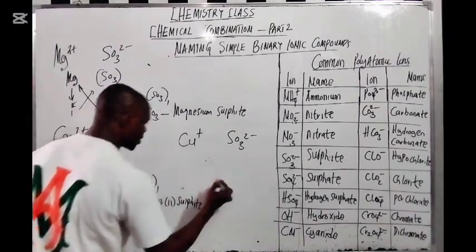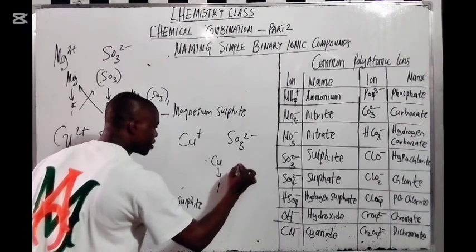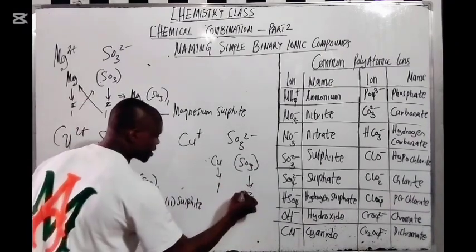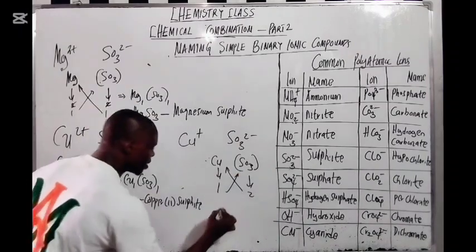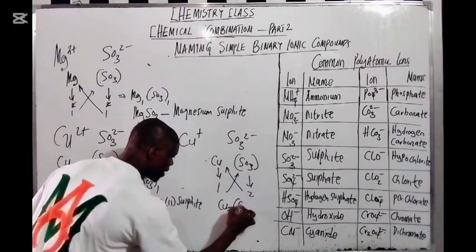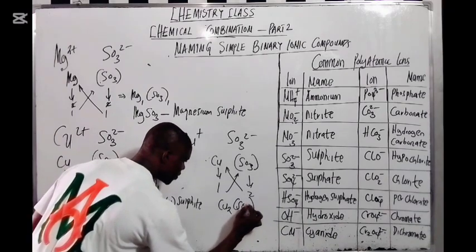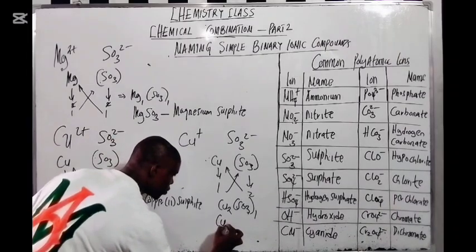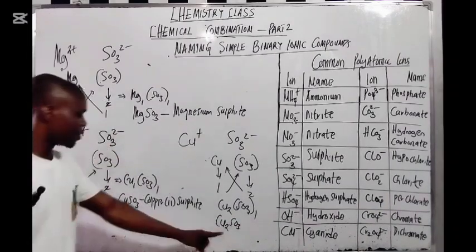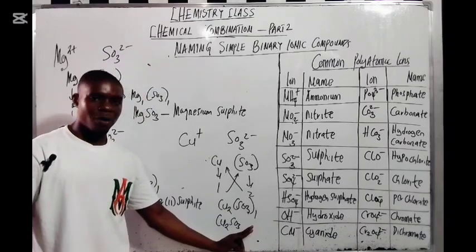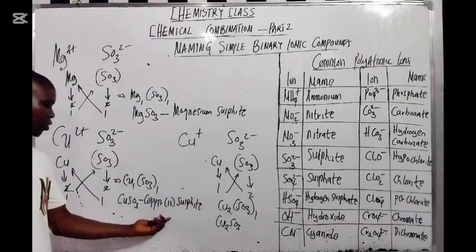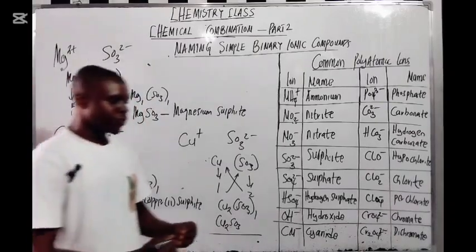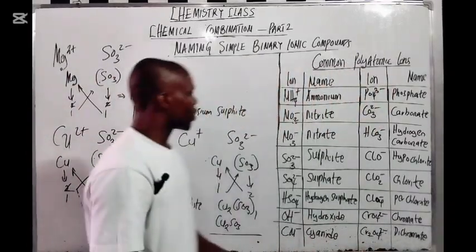But this one here, what are you going to get? So you have Cu, which is 1, and SO3, which is 2. This guy moves here, this guy moves here, so you have Cu2SO3, and the 1 is dropped. So you have Cu2SO3. What is the name? The name is going to be copper(I) sulfite. Here it's called copper(II) sulfite, and here it's called copper(I) sulfite. Just that. So that is going to be it for this video. That is what you are going to learn in this video.